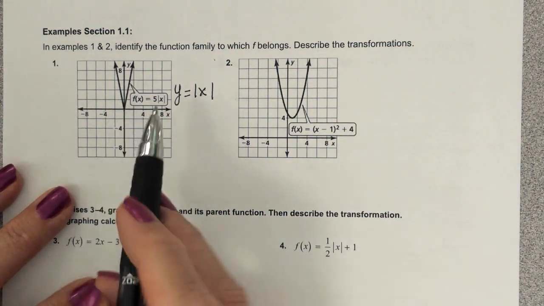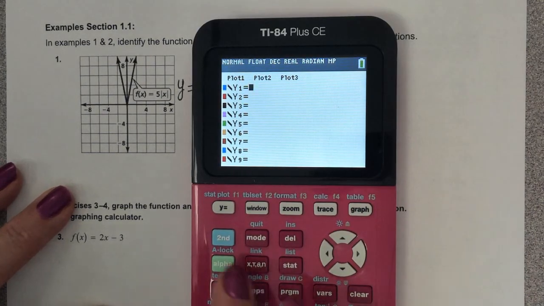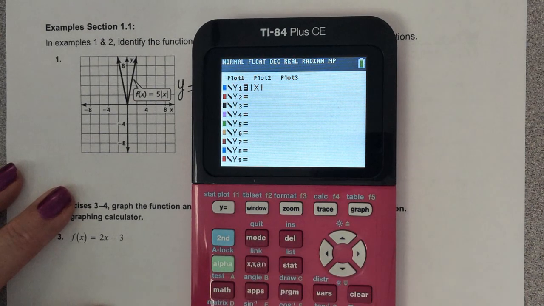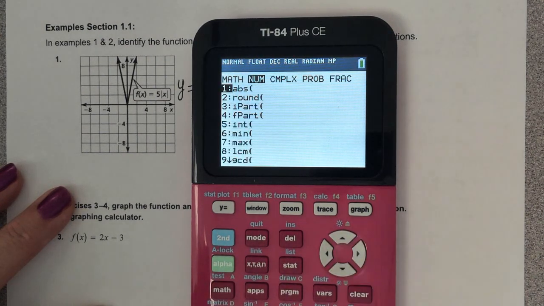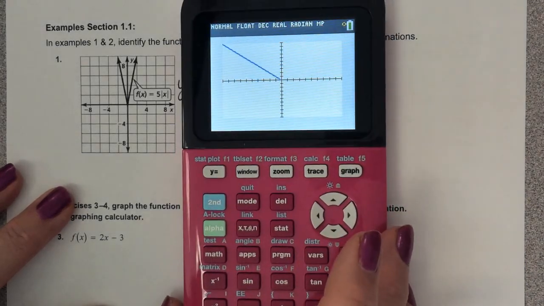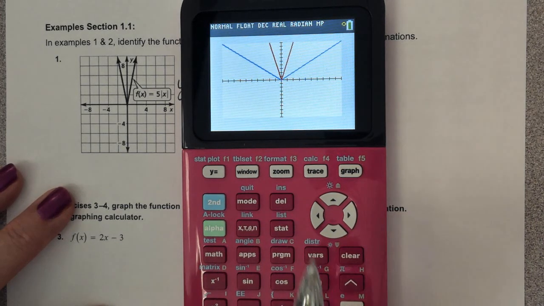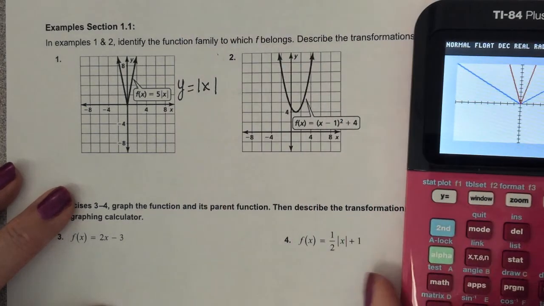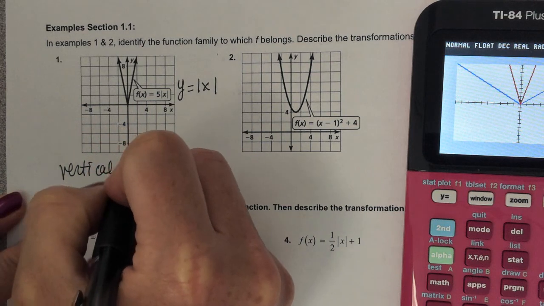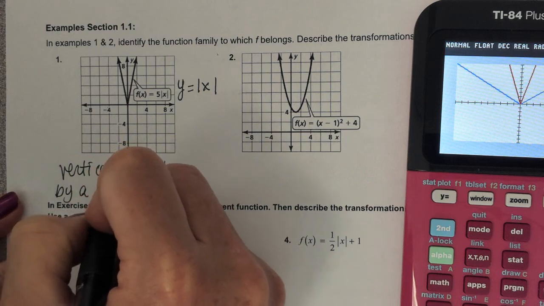The transformation, though, see, normally that absolute value of x, let's go back to that. I go to math, num, absolute value of x. Let's compare that to 5 math, num, absolute value of x. Compare those two. So there's our normal absolute value of x, and here's the 5 absolute value of x. So what that does is, that's called a vertical stretch. This is a vertical stretch by a factor of 5.